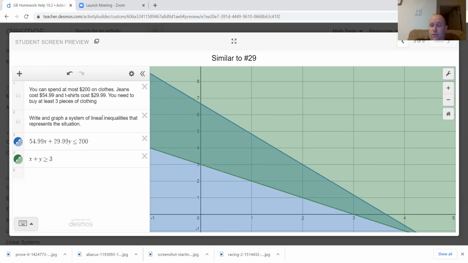This question just asks you to write and graph, but sometimes they'll ask you to check a solution as well, which is why I included just a little bit more information. All right, hopefully that should help you to go and finish that homework exercise.